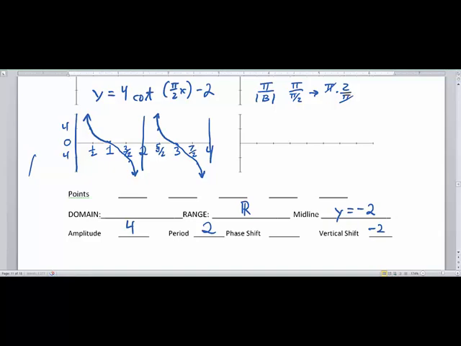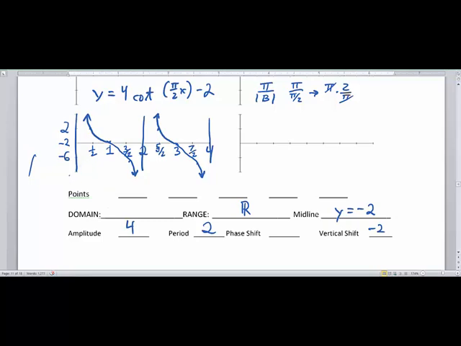Because if I go back and now fix my y-axis using my negative 2 there, instead of a 4, it's now a 2. Instead of a 0, it's now a negative 2, just like our midline should be. And instead of a negative 4, it is now a negative 6. The range is going to be infinitely big, so it doesn't matter that I've moved my y-axis up or down at all. So let's talk about the domain.